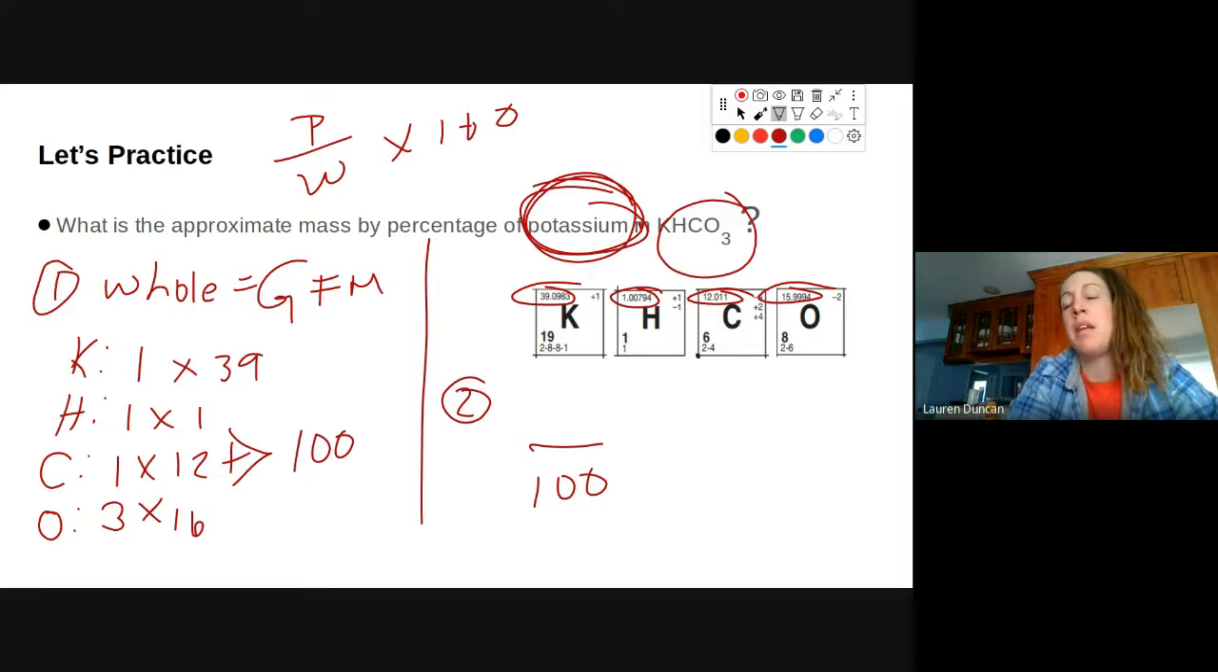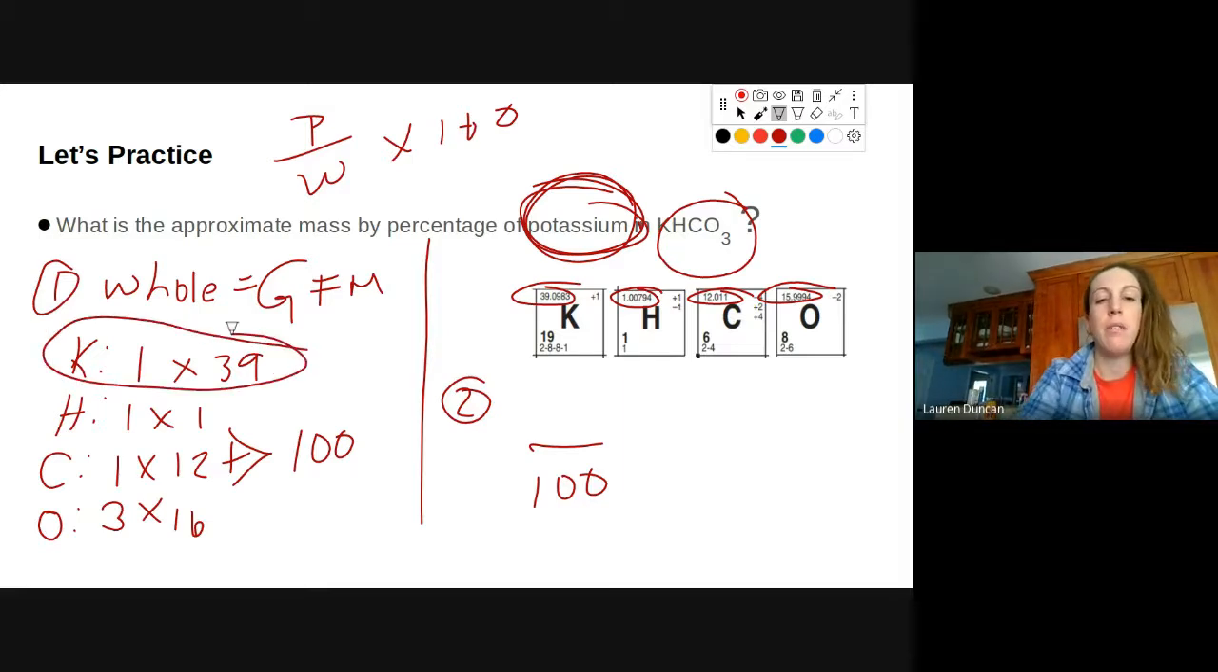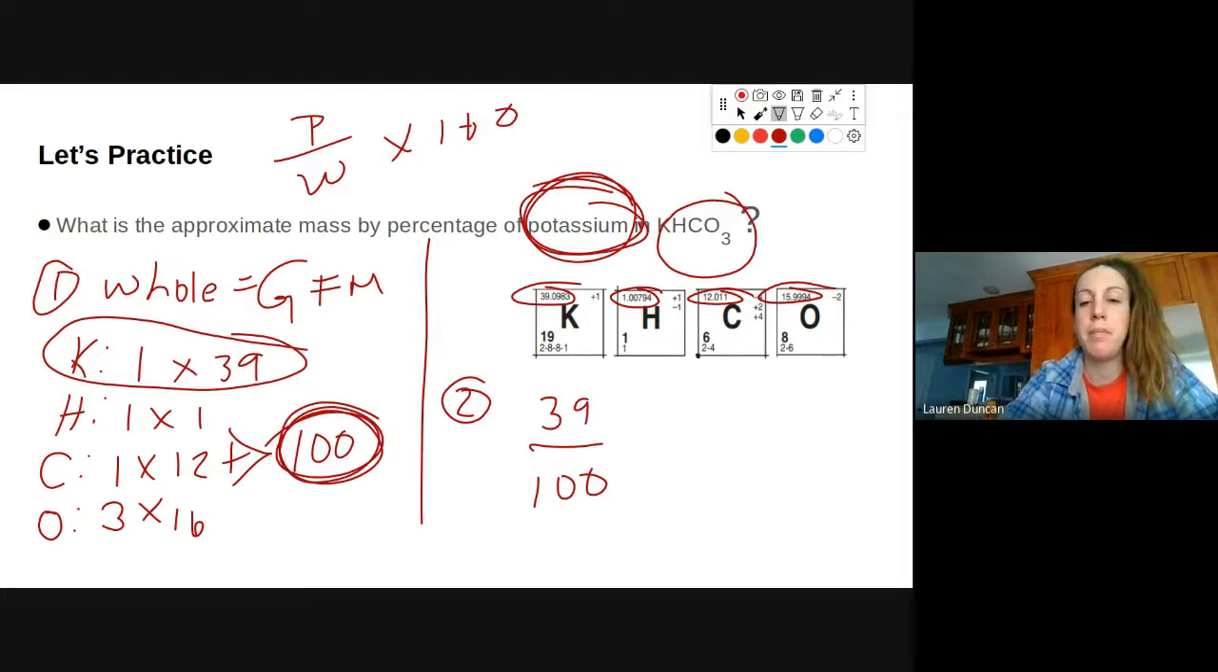So in a mole of atoms of this compound, I would look at my GFM calculation and just focus on the potassium. Of that 100 total grams of mass, 39 of them come from the potassium. So the part, 39, over the whole thing, 100. Don't forget to multiply by 100 to convert the decimal back into a percentage.